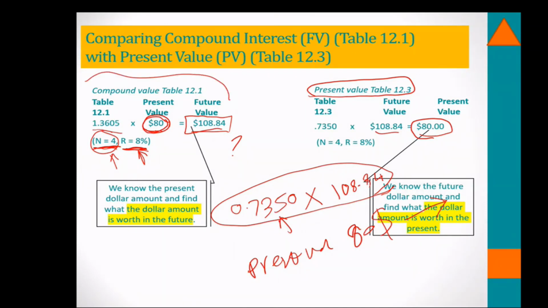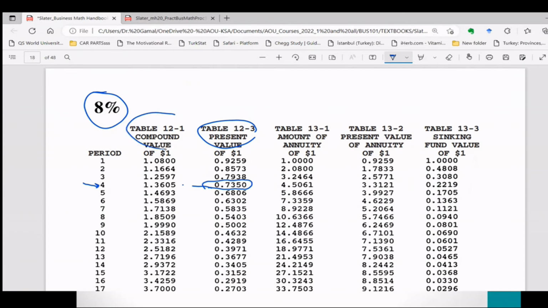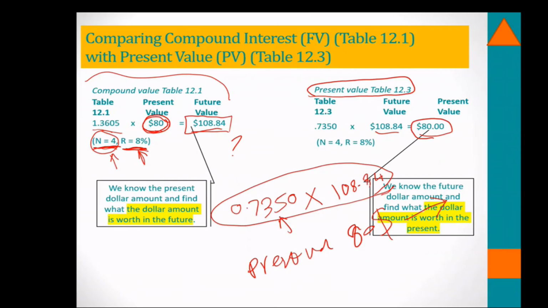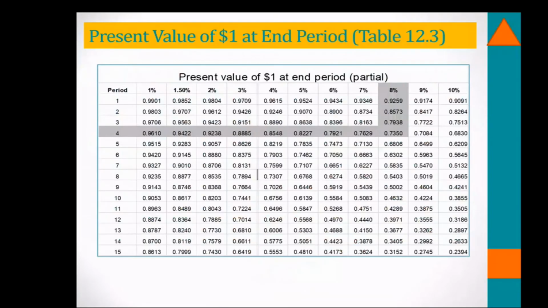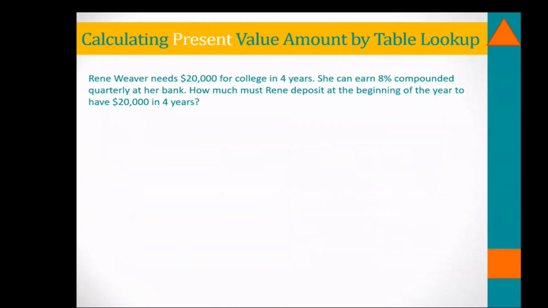An ordinary compound, this table. But while this is the present value, we call this table. Let's take an example.